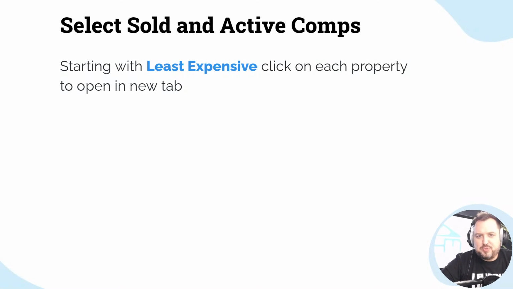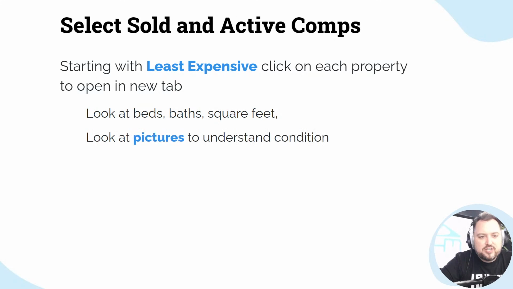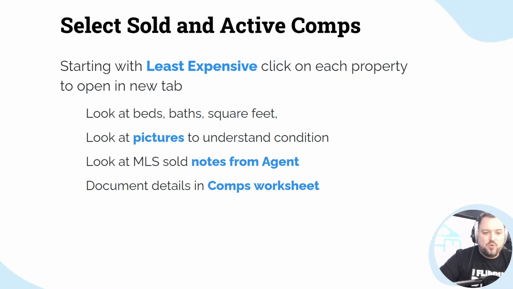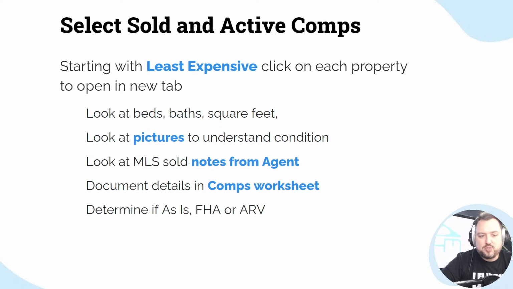Starting with the least expensive, we click on each property to open into a new tab like we did. We look at beds and baths and square footage. We look at pictures to help understand the condition. We look at the MLS sold notes from the agent. We document that all on our comps worksheet.